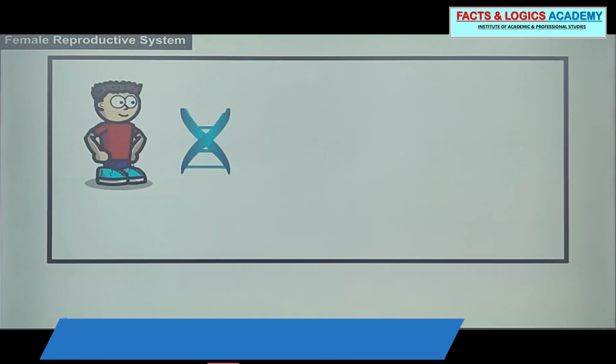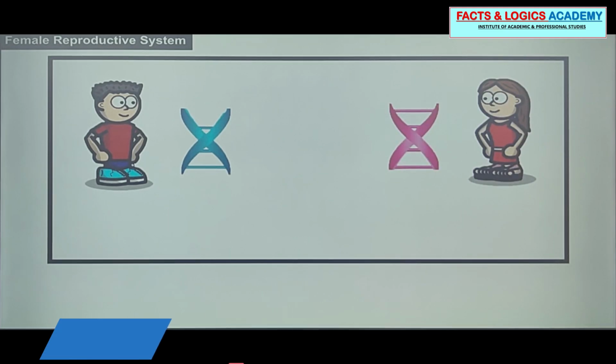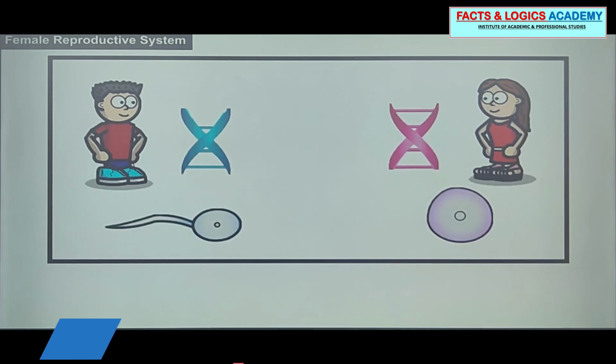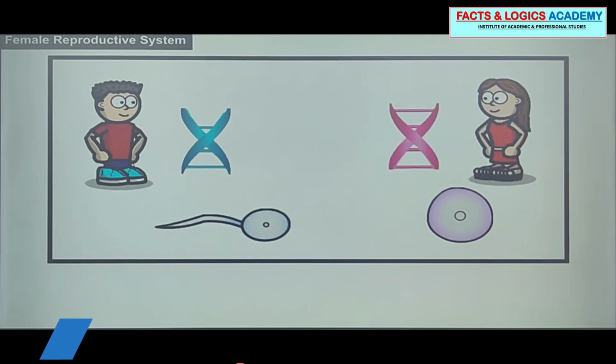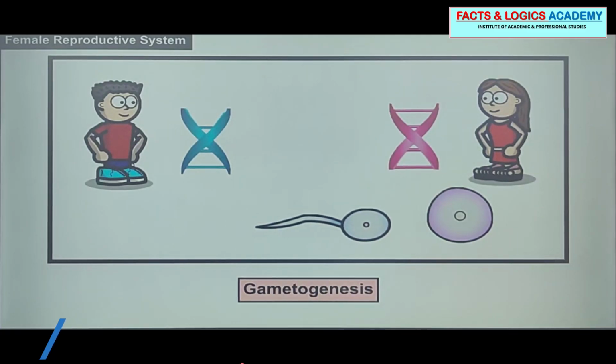Students, now we are well aware of the detailed structure of the male and female reproductive system and their functions. In our next module, we will get to know about the process of formation of gametes in males and in females, which is called gametogenesis.